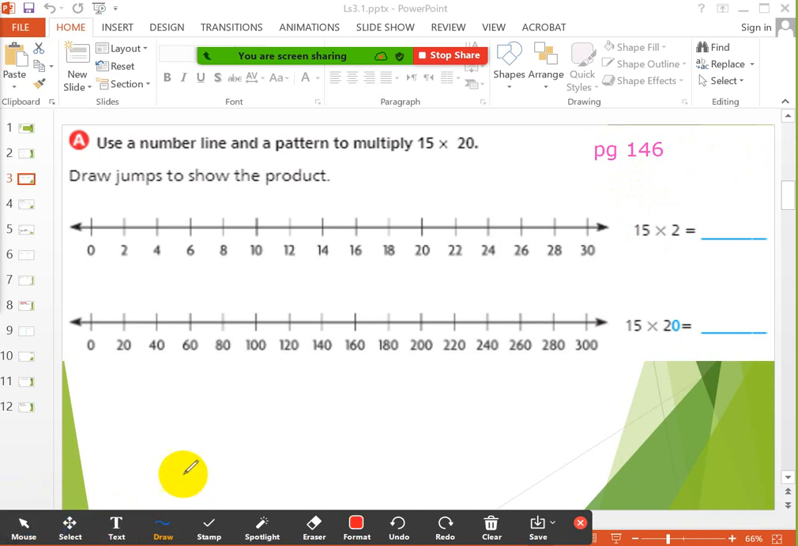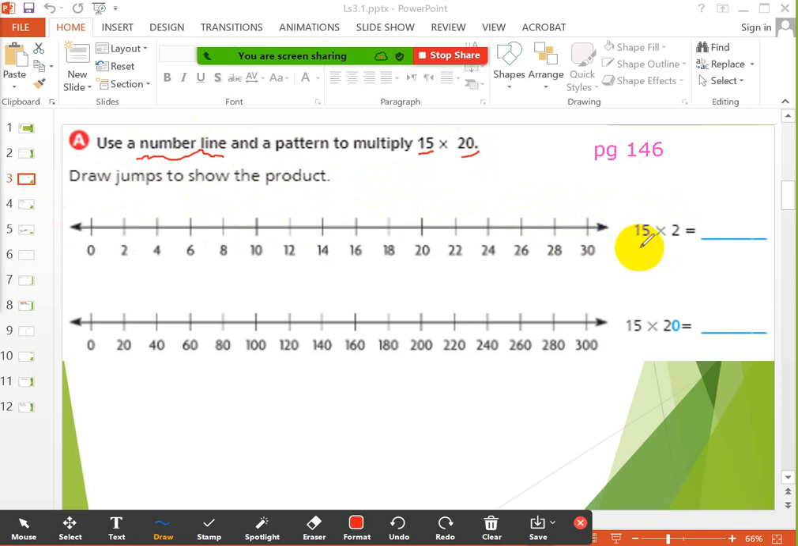Now, in this page also, I will use two other ways to find the answer for this multiplication. Here I want to multiply 15 with 20. So I will use the number line. And remember, we used the number line before to multiply a number with a tenth number. So how will I find the answer? Look, I will draw this number line.